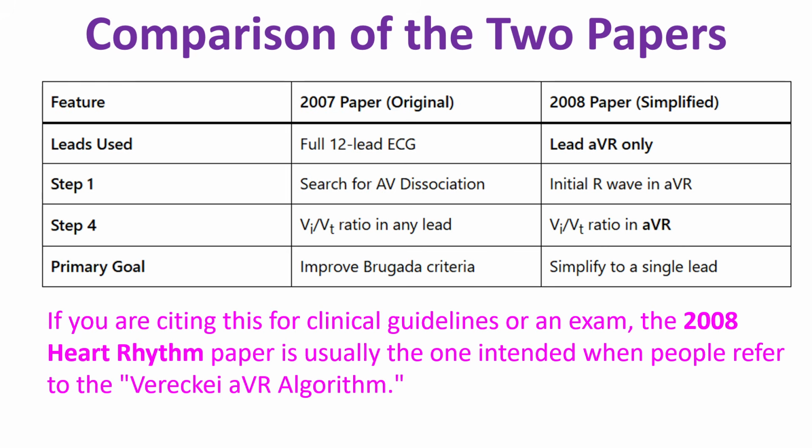If you are citing this for clinical guidelines or an exam, the 2008 Heart Rhythm paper is usually the one intended when people refer to the Vereckei AVR algorithm.